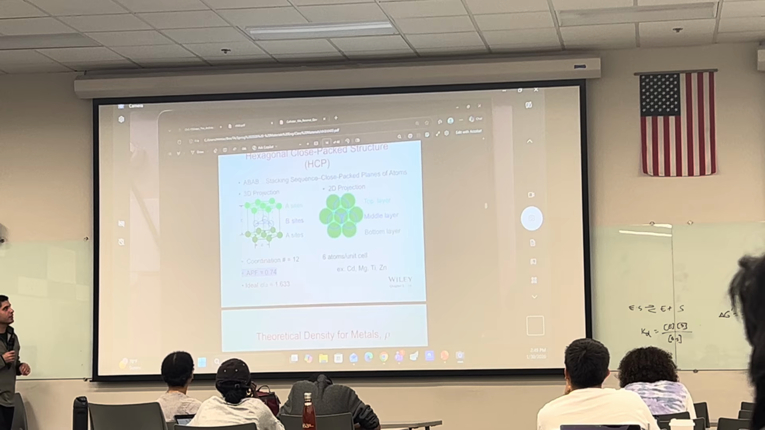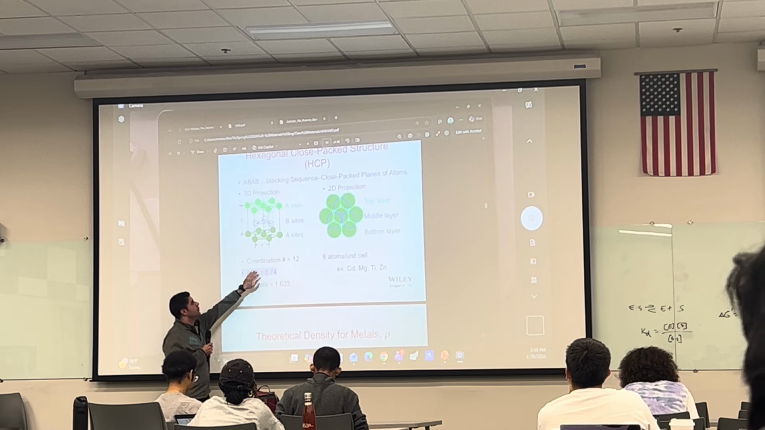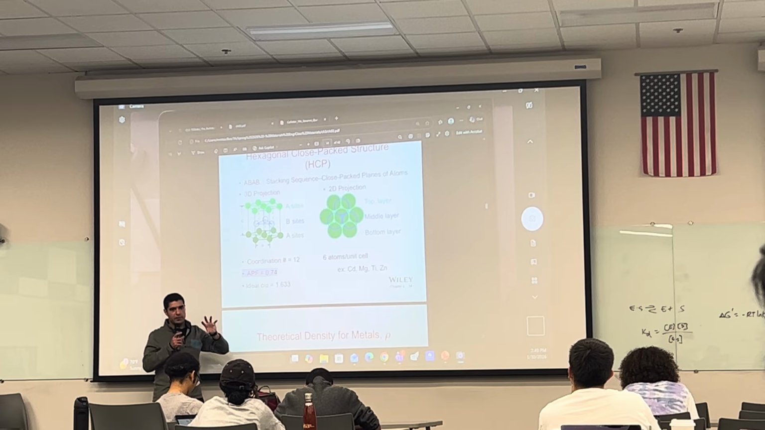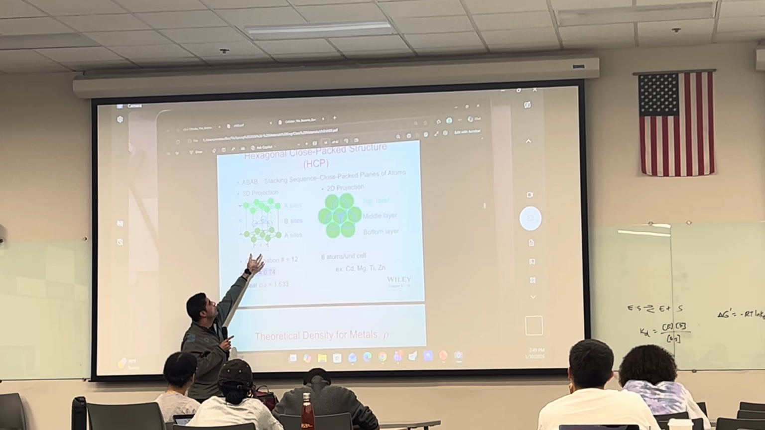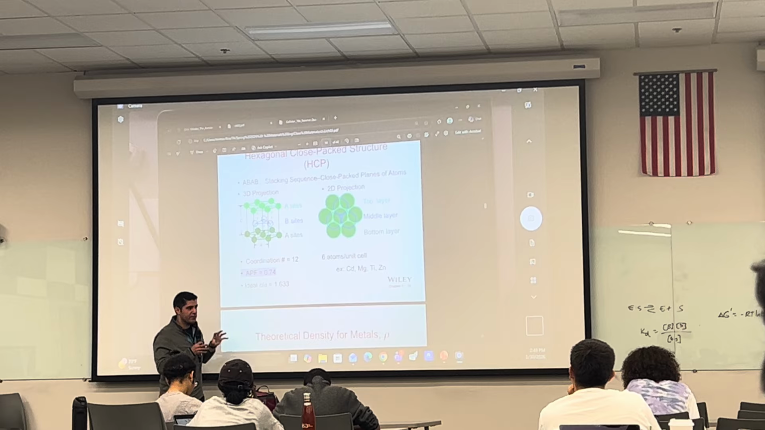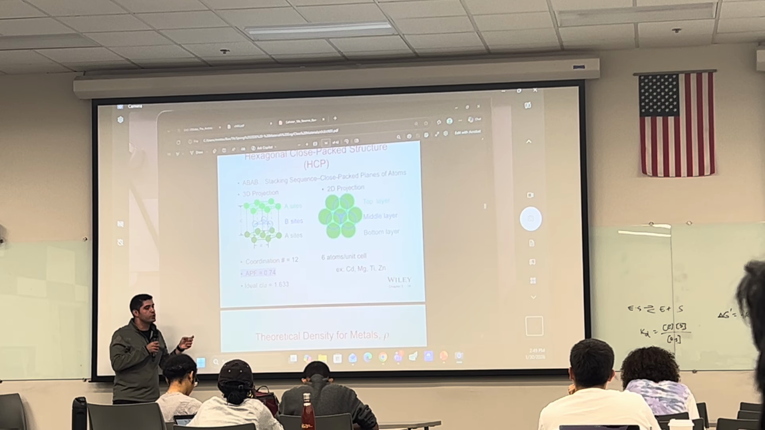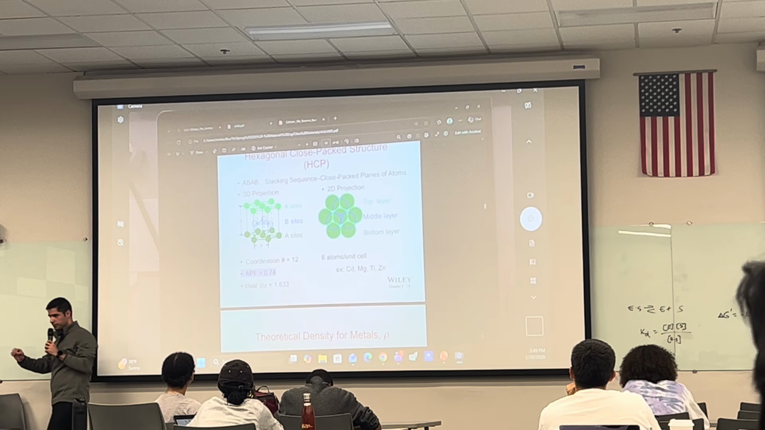And to find the relation between A and R, if you look at just one edge, you have two atoms. We label this edge as A, right? And you have two atoms touching each other. So A is equal to 2R. Does that make sense? Because this is just one edge.